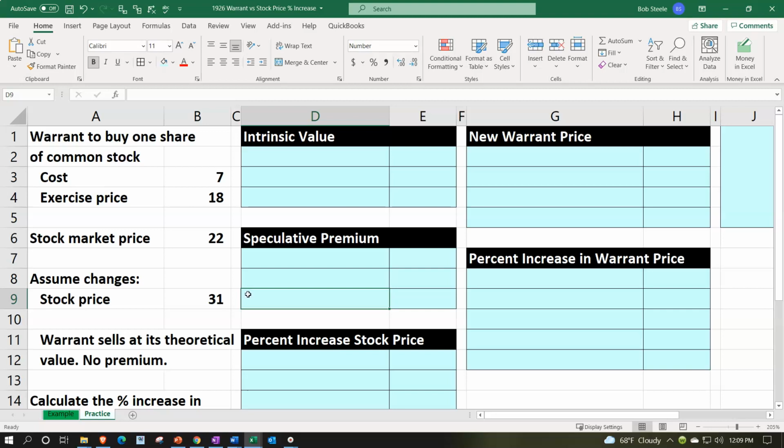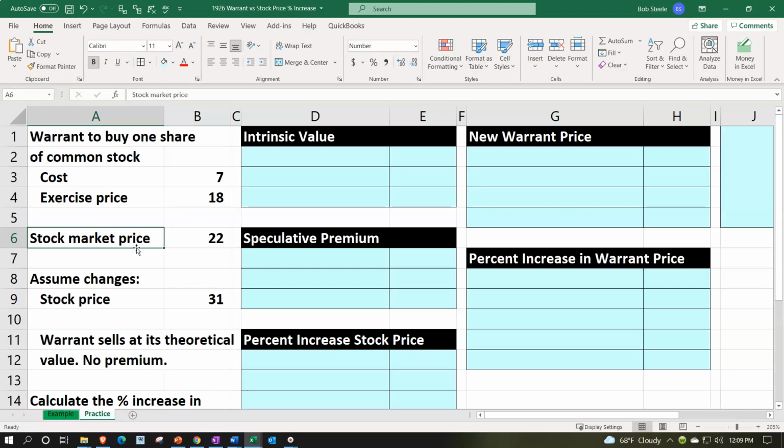would happen if there was an increase in the underlying stock price, and the percent change in the warrant versus the percent change in the increase in the stock price. So we've got the warrant to buy 1 share of common stock. So the warrant allows us to buy 1 share of common stock. The cost of the warrant is $7. The exercise price, meaning if we were to exercise the warrant for the 1 share of the common stock, would be $18. The stock market price, meaning the stock is currently selling for $22.